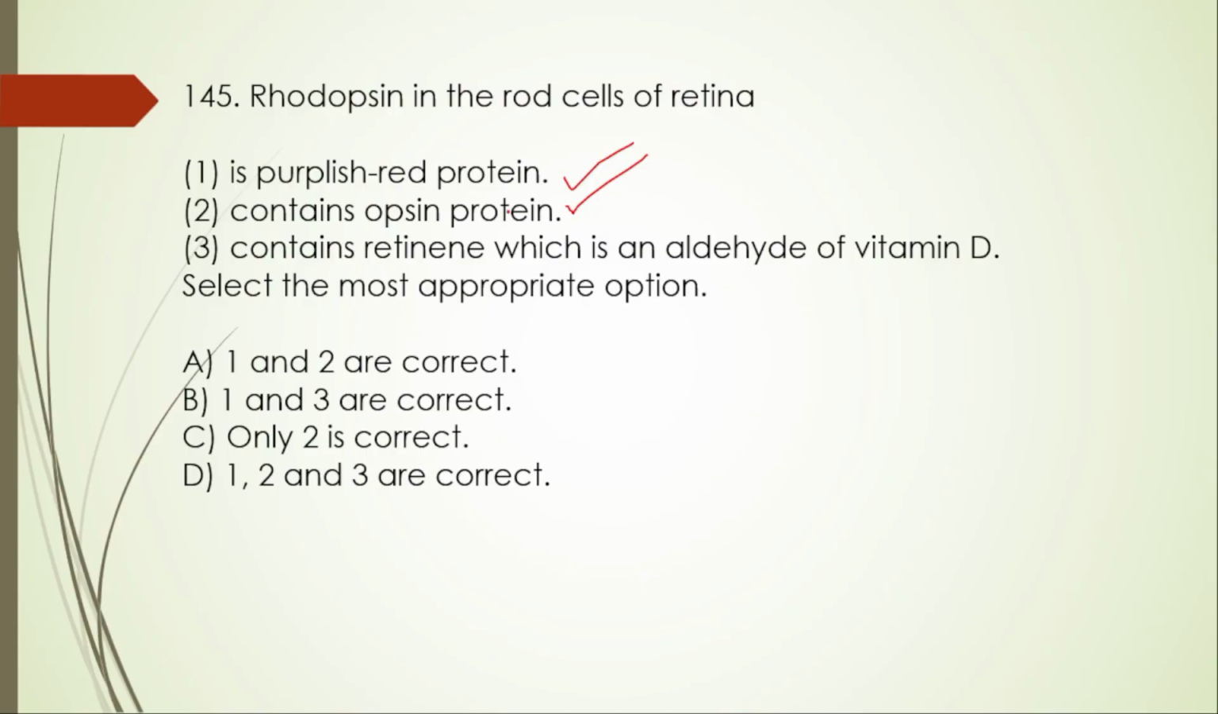And it's actually a G protein coupled receptor. And then the third one contains retinine, which is an aldehyde of vitamin B. Yes, this one is also right. So 1, 2, 3 are right. The right option is option D.